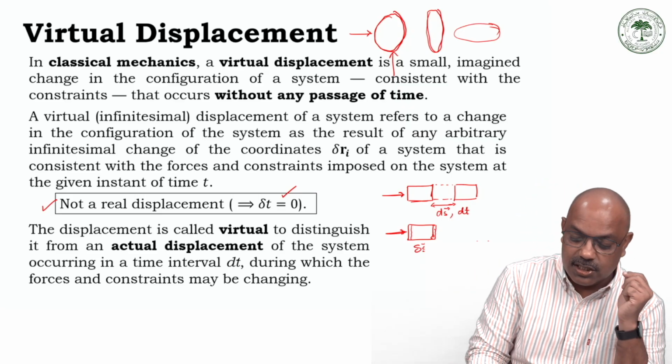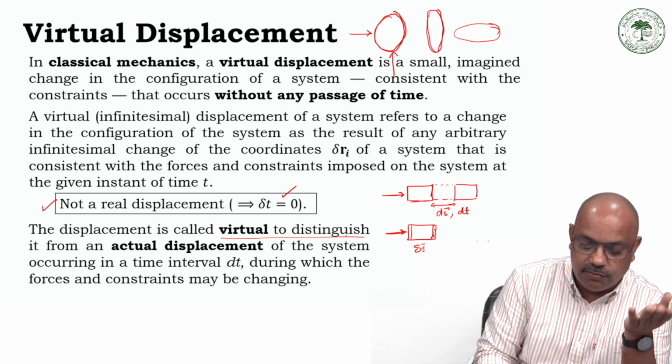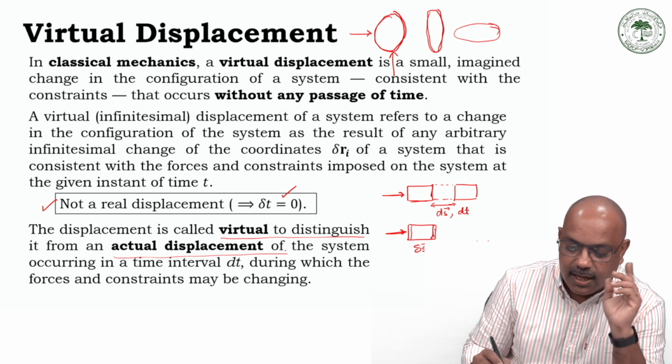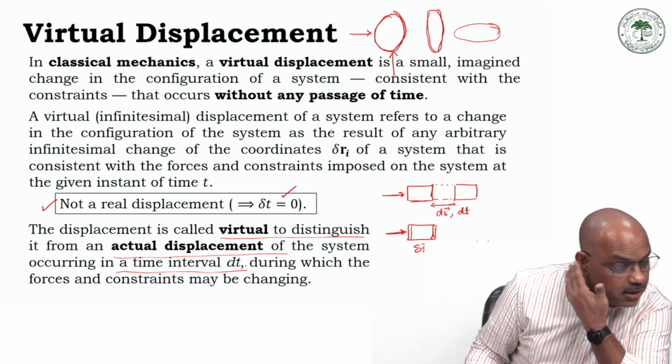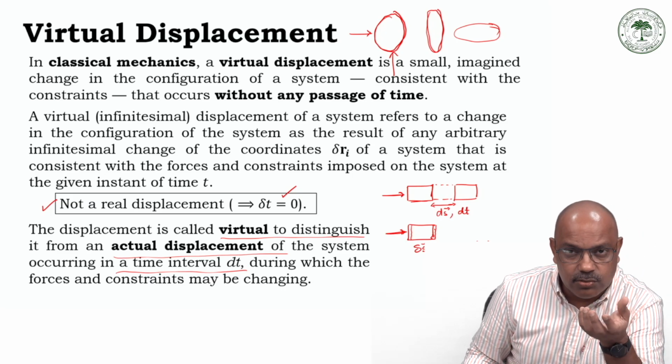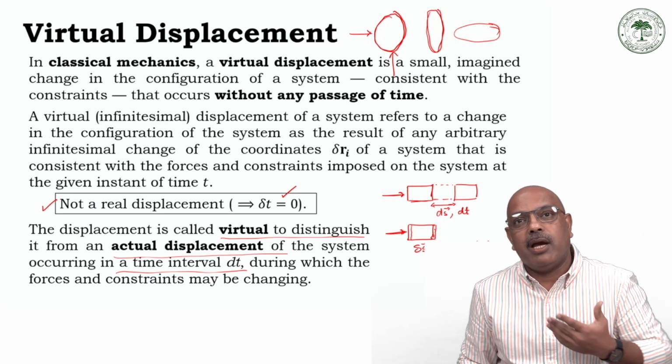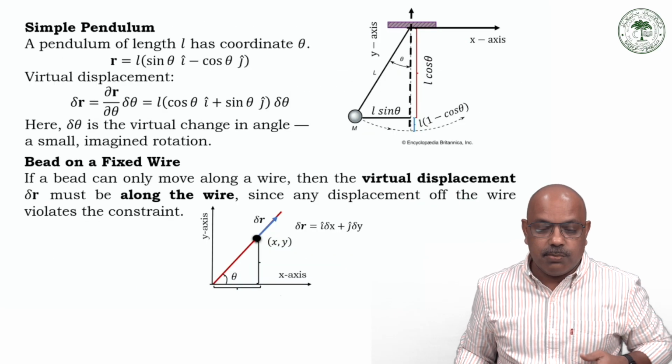So the displacement is called virtual to distinguish it from the actual displacement occurring in a time interval dt. So I'm not going to involve the time. So this is the concept of virtual. This is how you think about what we mean by virtual displacement.